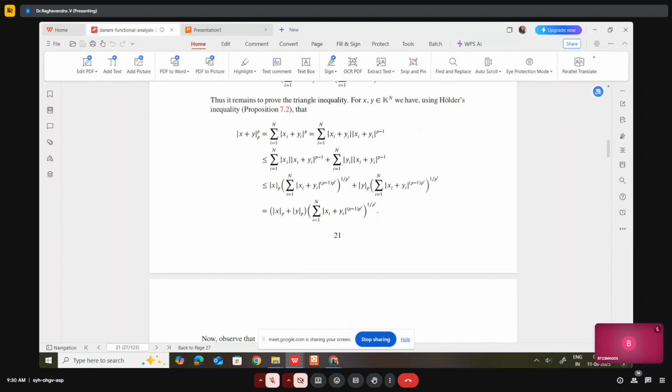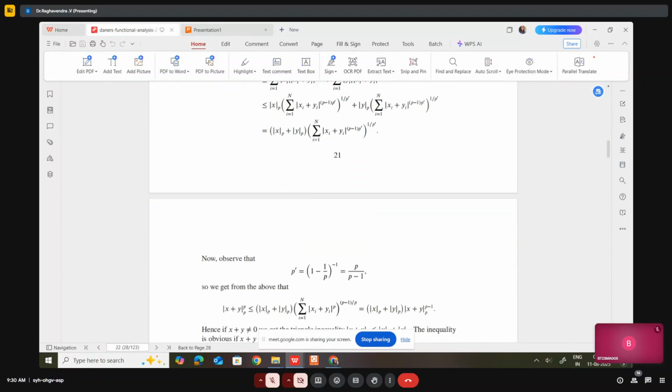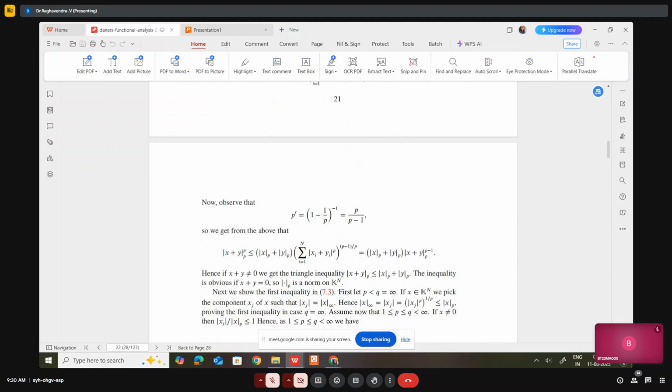A bit of rearranging of the terms. The moment you do the rearrangement, now we have to simplify something. This 1 over p plus 1 over p prime equals 1 is equivalent to saying p prime is 1 minus 1 over p, raised to minus 1. That's as good as saying p over p minus 1. So you take this value of p prime and push it into the inequality that we have derived.